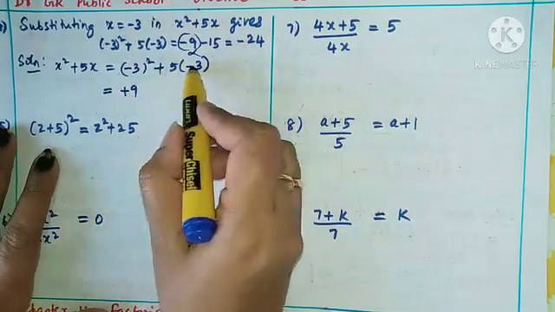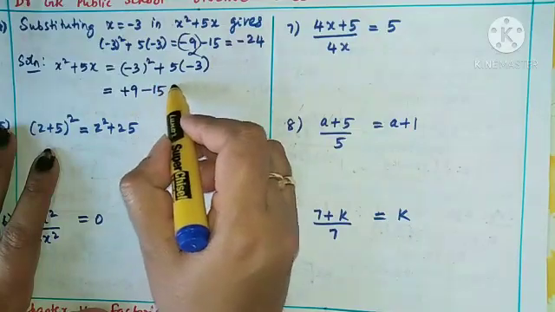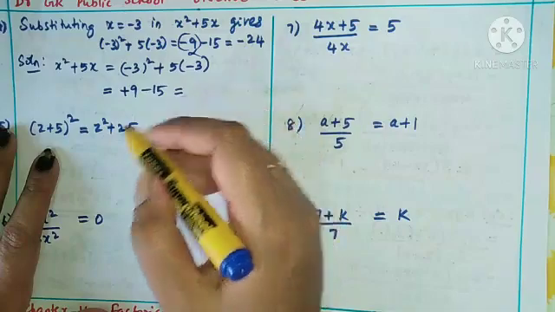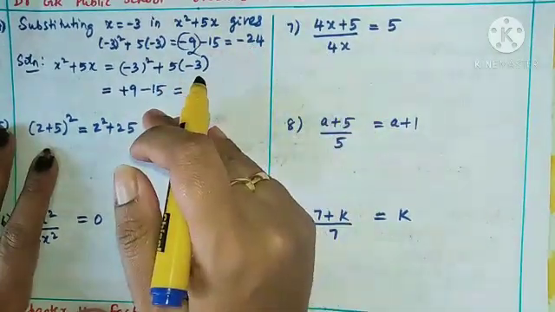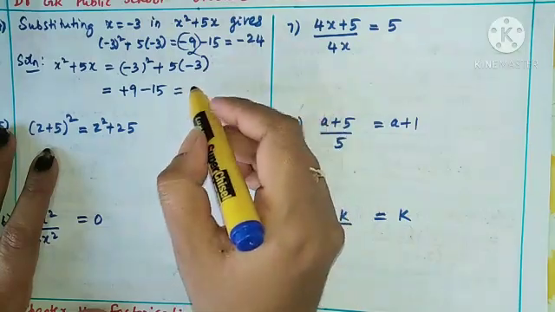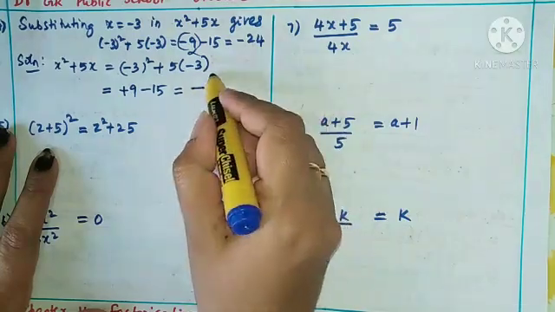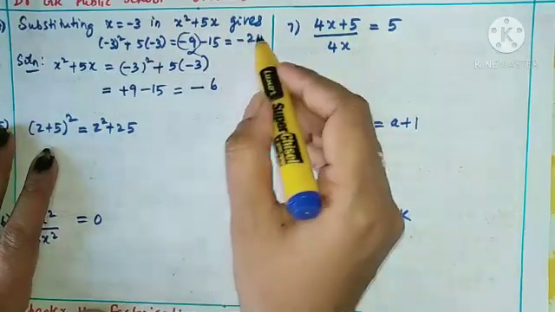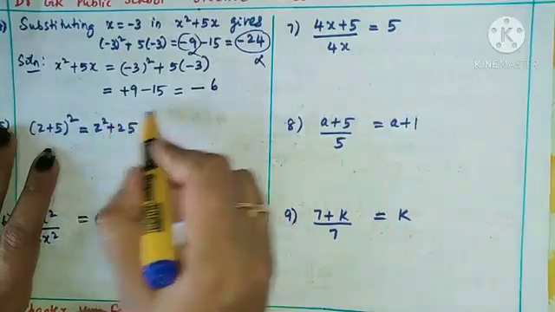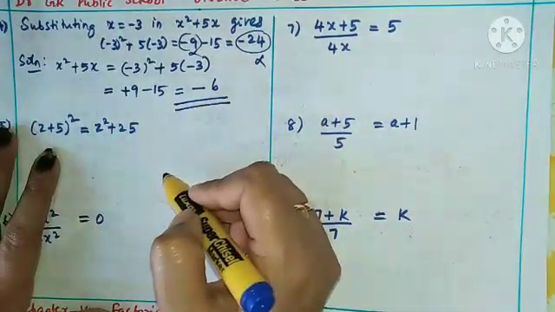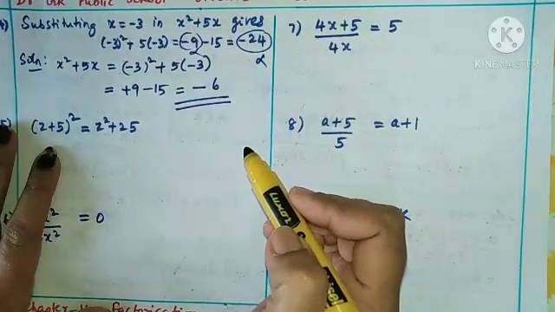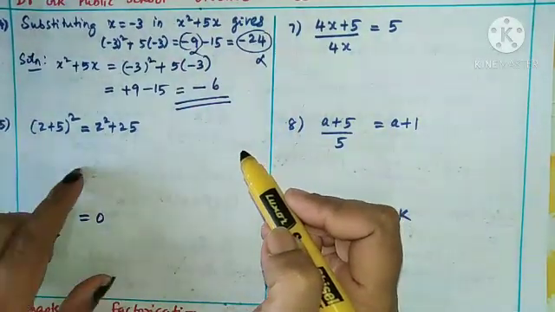Then plus into minus, −15. So you will get −15 and +9. So what is the answer for −15 and +9? Yes, it is equal to −6. Okay, so here the answer was given −24, which is wrong. So thus our answer is −6. Okay, so we find what is the mistake in our given question. Now come to the next one.